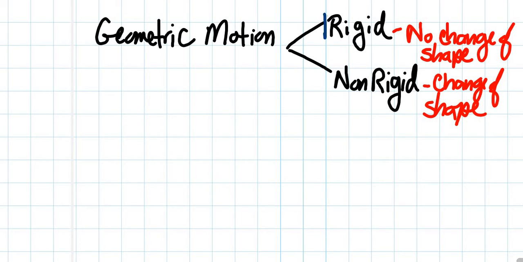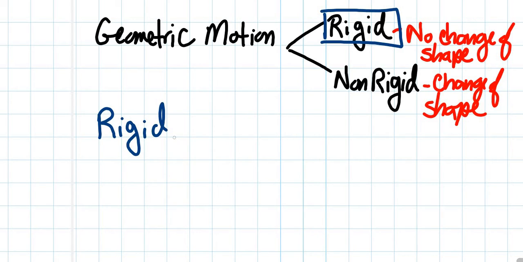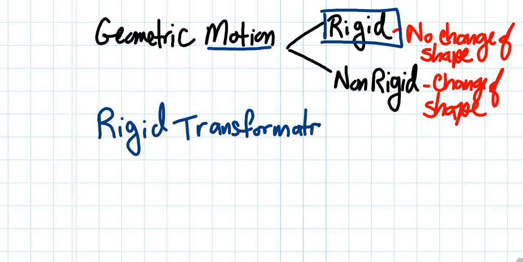So first I'm going to talk about the rigid motions, which are the ones mentioned in your notes. There's 3 of them. The rigid geometric motions. When I say motion, there's another word. They're also called transformations. So there's 3 rigid transformations. And I'm going to explain all 3.